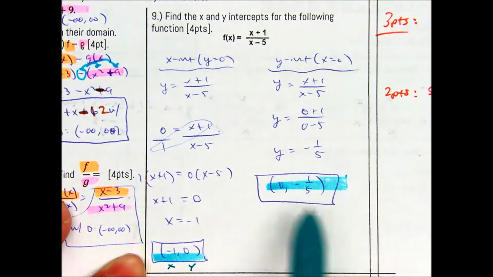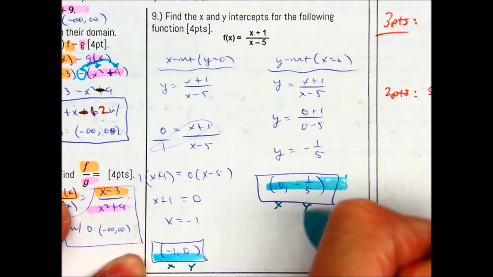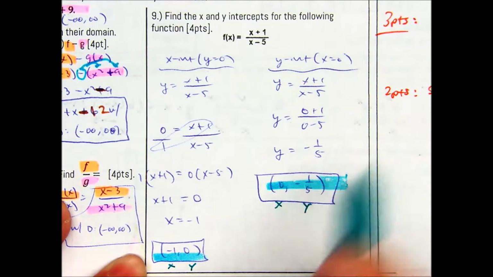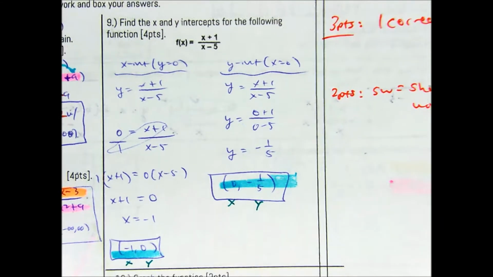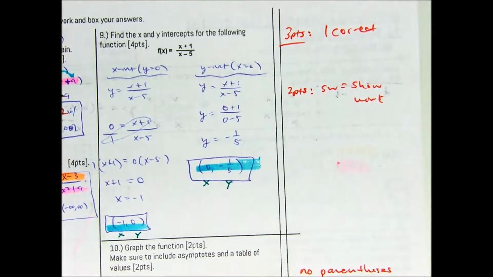To give you guys partial credit, I give you 3 points if one of those was correct. 2 points, maybe I need to ask you to show more work. And you can actually use those in the next problem.